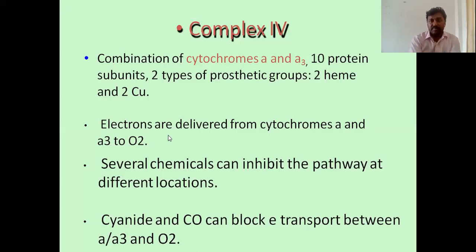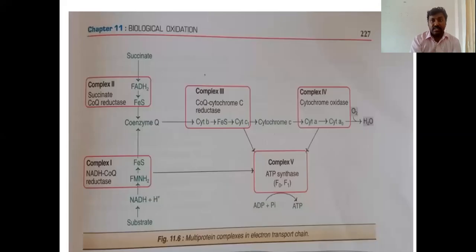And then complex 4. It has only A and A3. So 10 protein subunits, 2 types of prosthetic groups, and 2 heme and 2 copper molecules. Always remember this chart is very, very important. Complex 3 has cytochrome B and cytochrome C1. Complex 4 has A and A3.